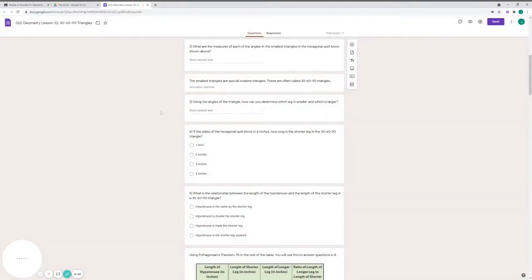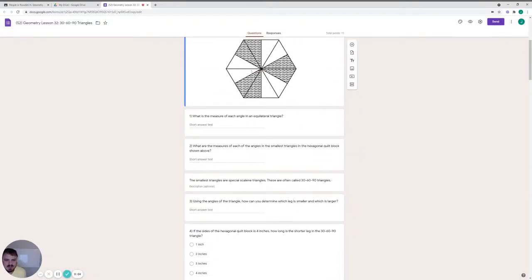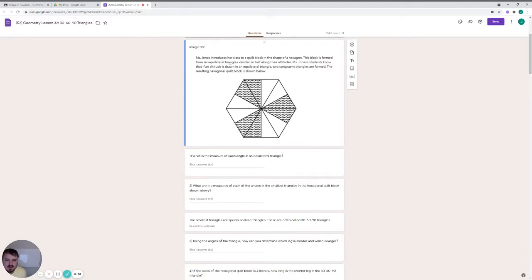All right, hello everyone. We're going to be looking at the beginning of the 30, 60, 90 triangle lesson. So we start off, we have the situation where we're looking at a quilt block, but it's shaped as a hexagon. And then what we have here is we have these equilateral triangles, which are made up by, if you take the white area and the shaded area and put them together, you'll see up along here, it makes an equilateral triangle. And so each equilateral triangle is cut in half then, with one half shaded and one half unshaded. That's what we have here.